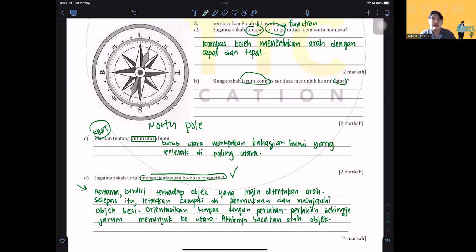This is also another common question. Why jarum will point at the north? Because of the magnetic field, right? Remember? Why jarum compass always at the north? Because of the magnetic field. Okay? How are you going to write about magnetic field? Jarum kompas dipengaruhi, affected, dipengaruhi oleh tarikan magnetic dari utara. Got it?